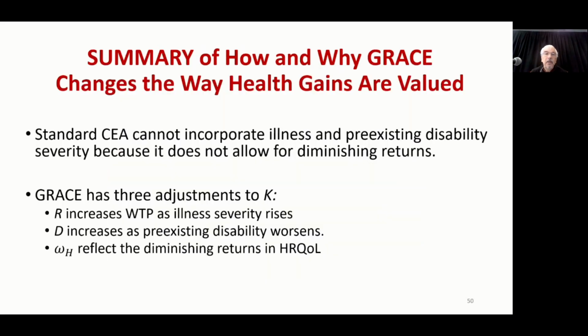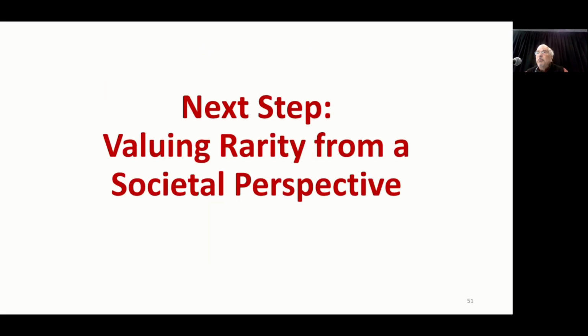It's not complicated. So as a summary of the difference between GRACE and others, cost effectiveness cannot incorporate illness or pre-existing disability because it does not allow for diminishing returns. So you have these three adjustments in GRACE that I've talked about for severity, disability, and diminishing returns. So with that summary, I'm now going to shift gears completely.